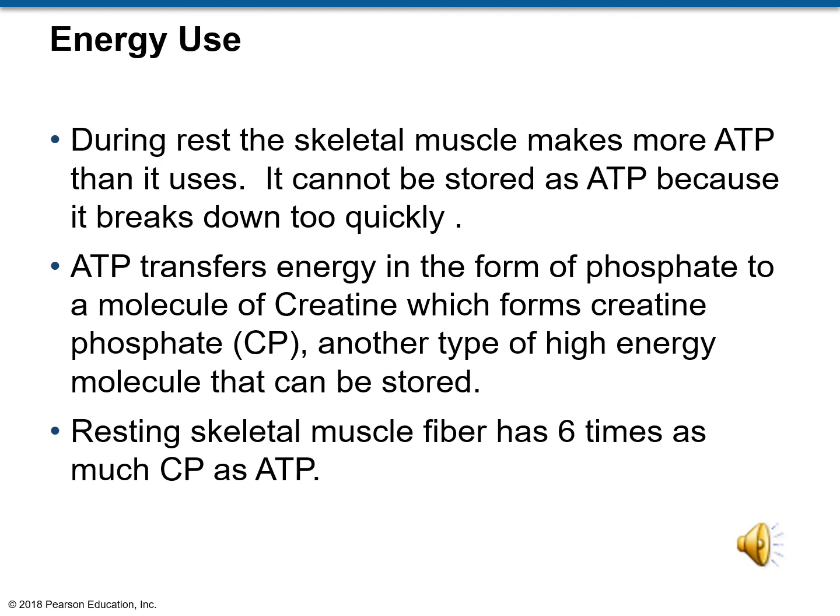During rest, the skeletal muscle is going to make more ATP than it's using. It can't store it as ATP because it breaks down, but we can store it as a different type of energy molecule. What ATP will do is transfer the energy in the form of a phosphate with that high energy bond to a molecule of creatine. This will form creatine phosphate, which is another type of high energy molecule, but this one can be stored. So your resting skeletal muscle fiber has about 6 times as much creatine phosphate as it does ATP for use later.